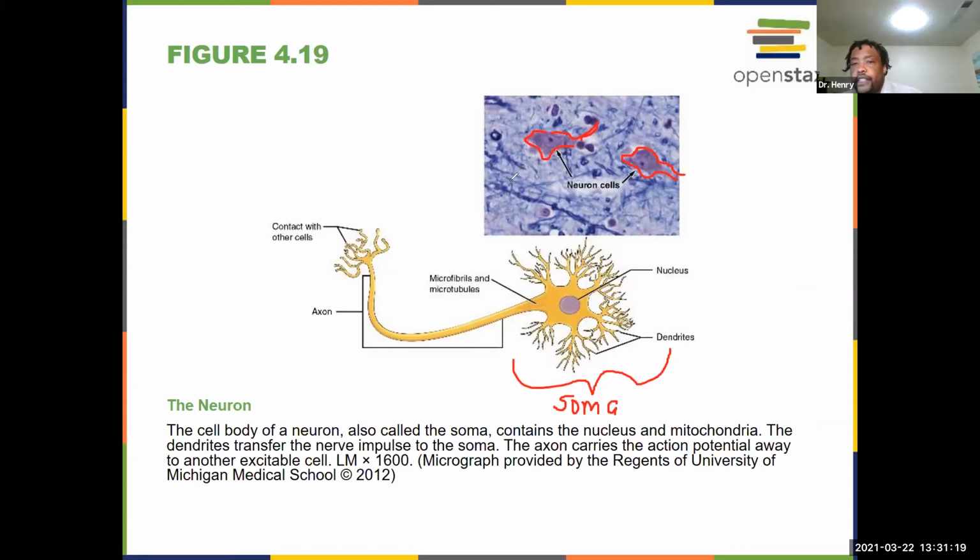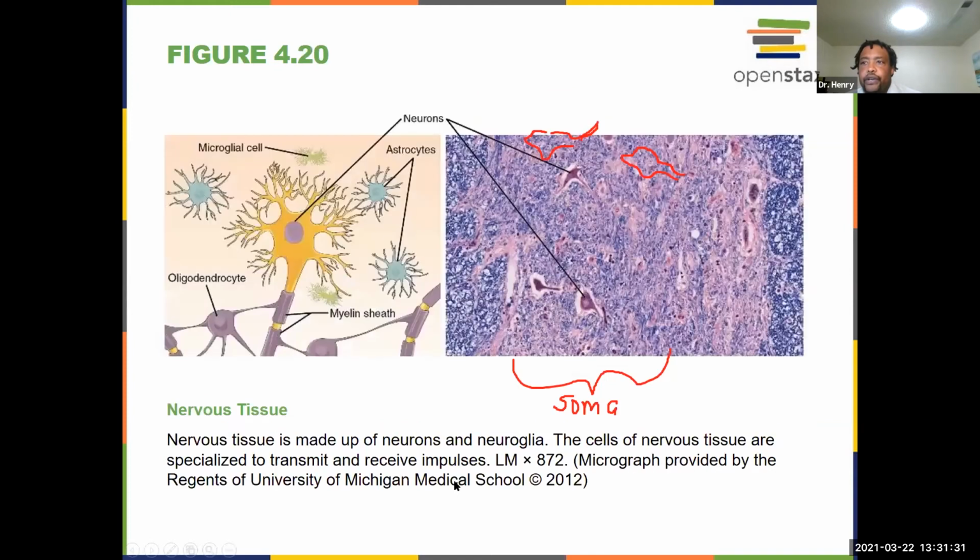So our nervous tissue is made up of primarily two types of cells. We have neurons and we have neural ganglia. Neural ganglia, there's a couple of cells that fall into the neural ganglia term. So one of those is called astrocytes. Astrocytes are called astrocytes because they look like stars.